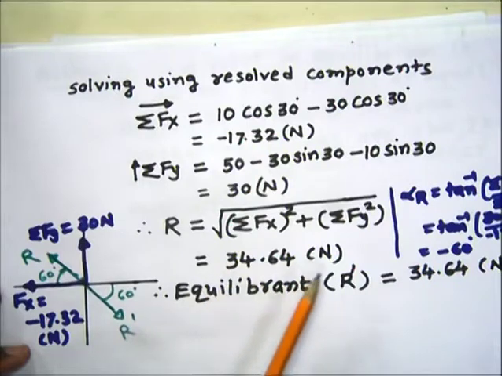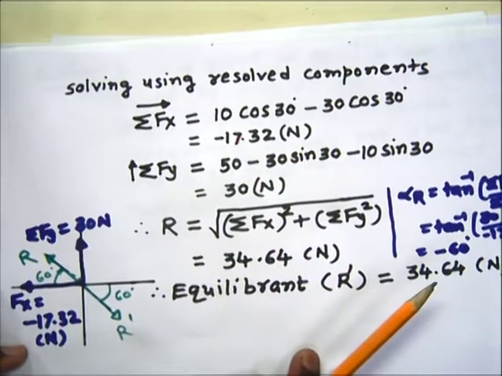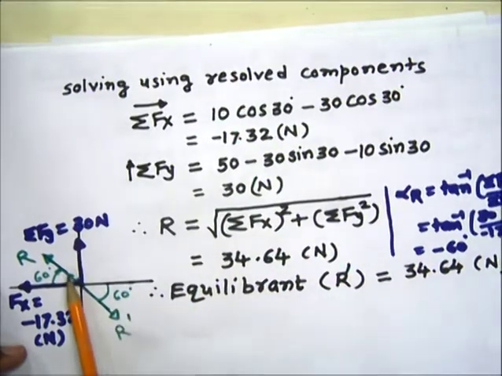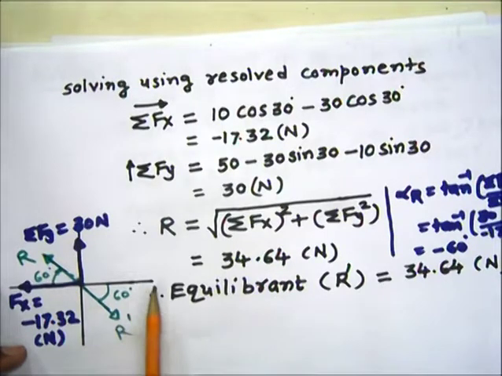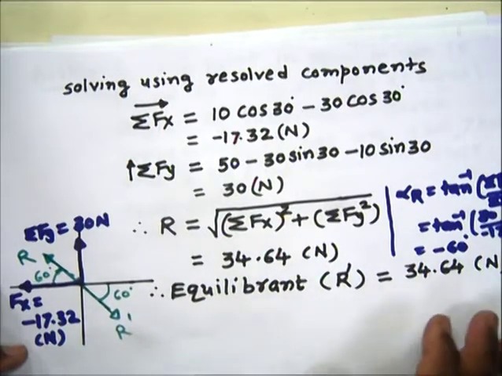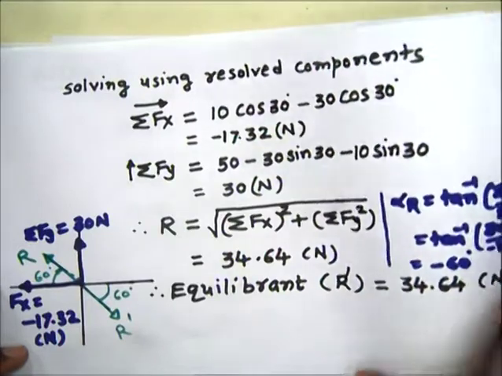So we can write that the resultant was making an angle of 60 degrees in the clockwise direction with the negative x-axis, then the equilibriant will be making an angle of 60 degrees with respect to the positive x-axis in the clockwise direction. So this is how we can find the resultant and its equilibriant.